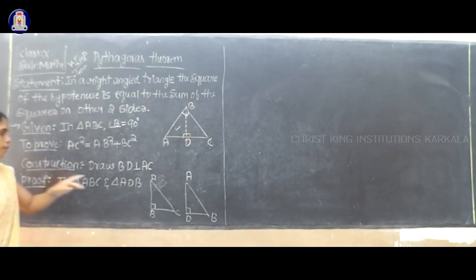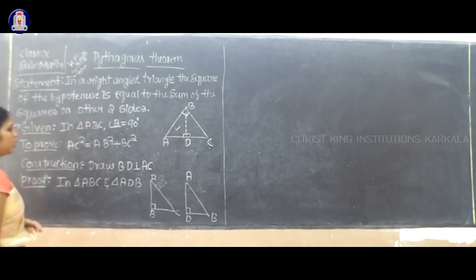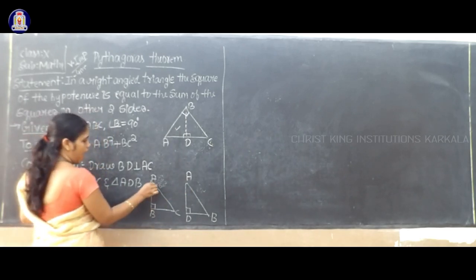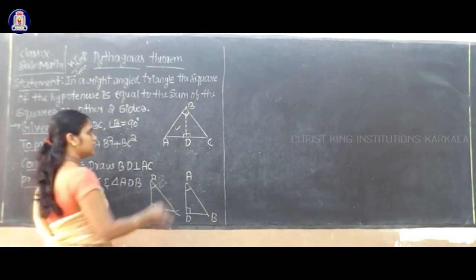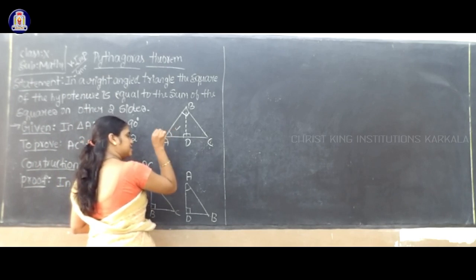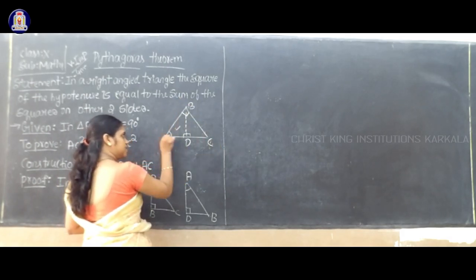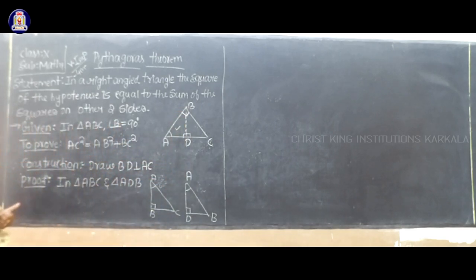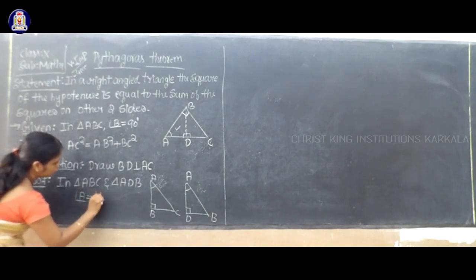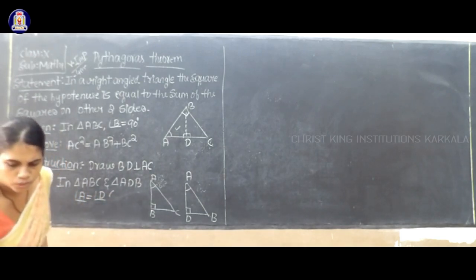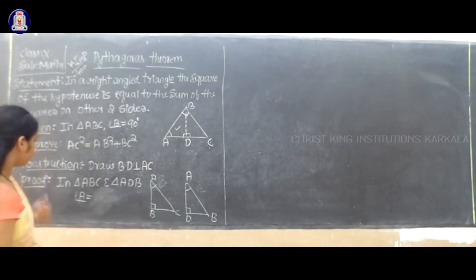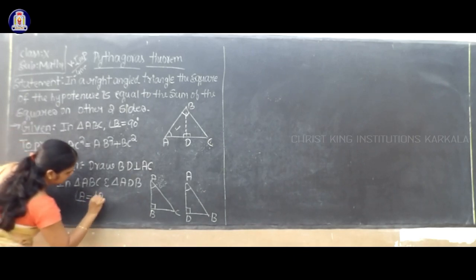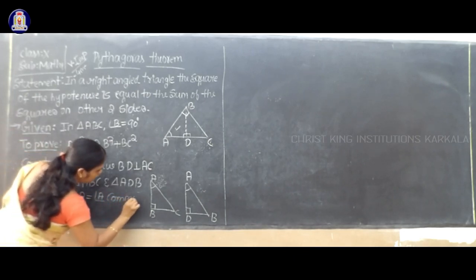Now compare these two triangles. Can you observe here? Angle A is a common angle for these two triangles. This angle A is common to triangle ABC and triangle ADB. So can I take this as the first equality? Therefore angle A is equal to angle A. Reason: this is your common angle.